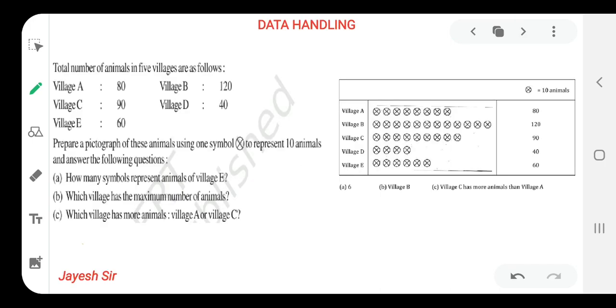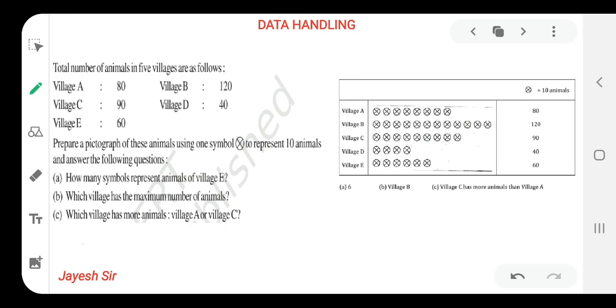Some sums based on pictographs are to be presented over here. First sum: the total number of animals in 5 villages is as follows. Village A has 80 animals, village B 120, village C 90, village D 40, and in village E 60 animals are there. Now what is given in the question? Prepare a pictograph of these animals using one symbol to represent 10 animals.